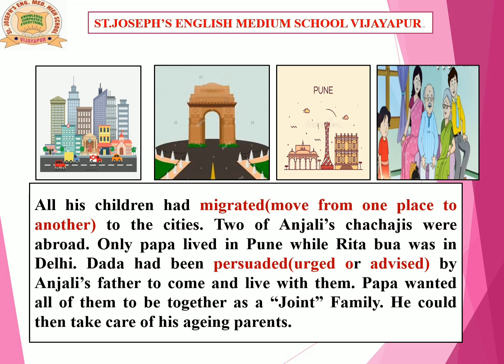See children here, Dadaji's children all had migrated, because he had two sons. They were also living abroad. Only one, that is Rita Bua, was staying in Delhi and Anjali's father was staying in Pune. So Anjali's father requested his father and mother, that is Dada and Dadi, to come and stay with them. Anjali's father wanted to take care of his aged parents. So he wanted to live in a joint family, and he requested his parents to come and stay with them.